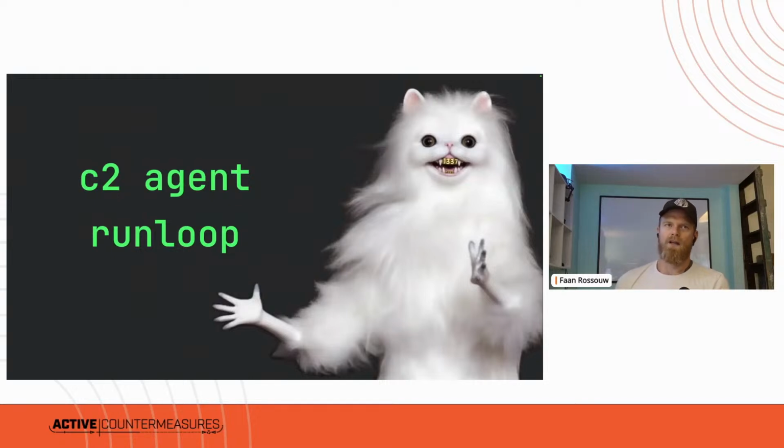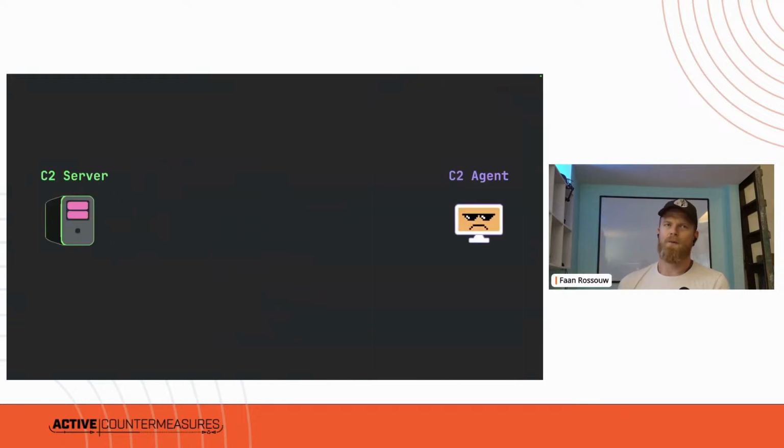So a C2 agent run loop, and when I say C2 agent run loop, I'm talking about the pattern exhibited by the communication between a C2 agent, which serves as a client, and the server. As we saw then, and as we'll see now, it follows the classic request-response cycle, something that's not unique to malware. That is how clients and servers typically communicate with one another.